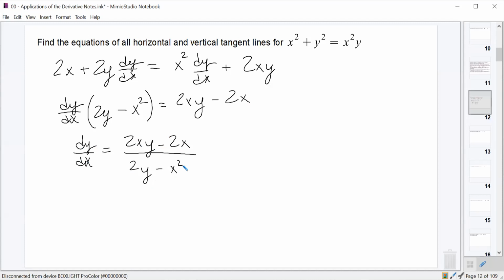And now our next step is to think about what values make this derivative equal to 0. And so as we talked about on the previous page, in order for the derivative to be 0, we need the numerator to equal 0. So we'll say dy dx is equal to 0 if our numerator 2xy minus 2x is equal to 0. That should be pretty straightforward to solve.